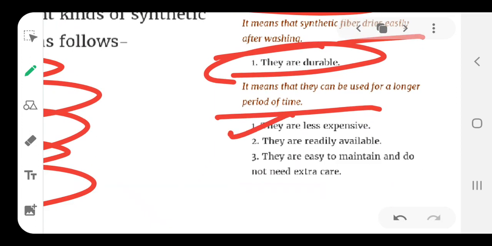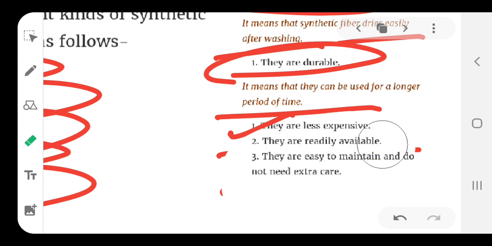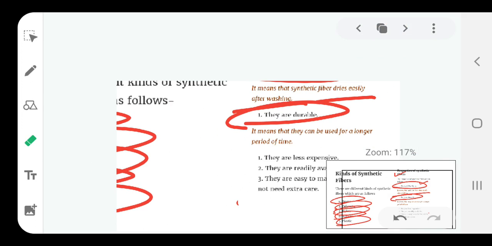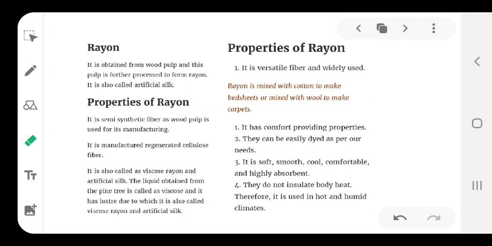Then they are less expensive, which also makes them suitable for us. As they are readily available, you can purchase them throughout the year, and they don't need extra cost for maintaining. As a result, they are also called wash and wear material. You can directly use them, hence they are popular. Now, let us read one by one.